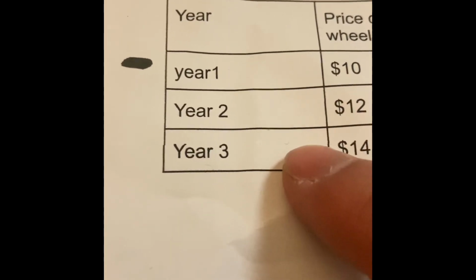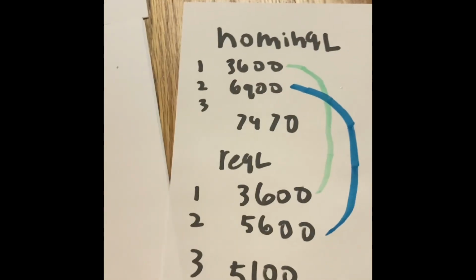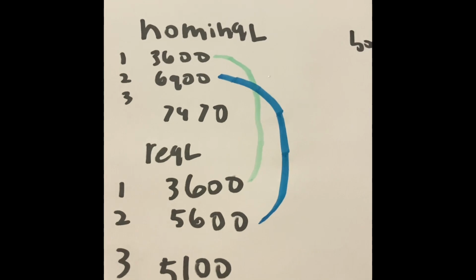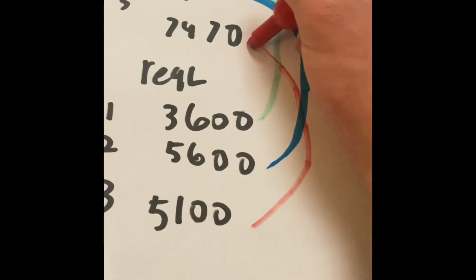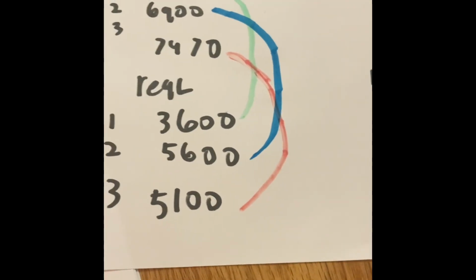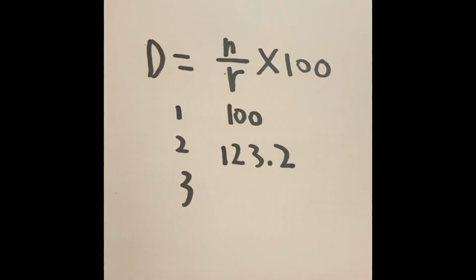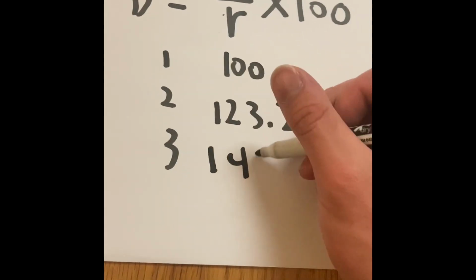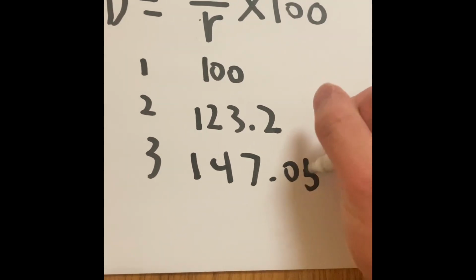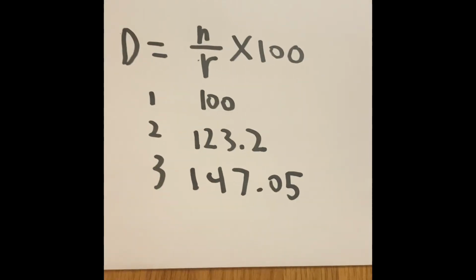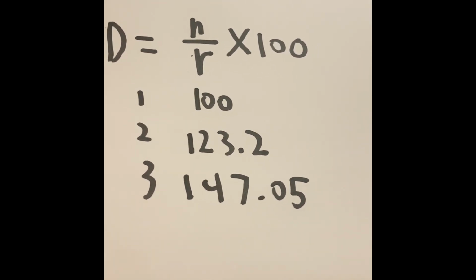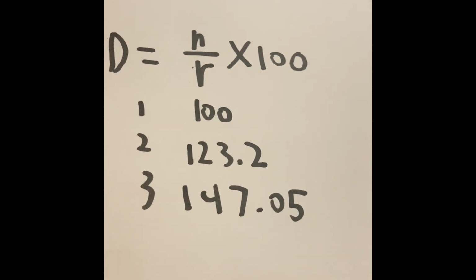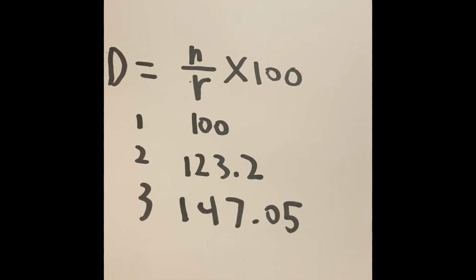Now, let's take a look at year 3. So we can say 7,470 divided by 5,100. And when you multiply that by 100, you're going to get an answer of 147.05. So that is going to be the deflator when you try to calculate the value and the price of the goods within the nation.